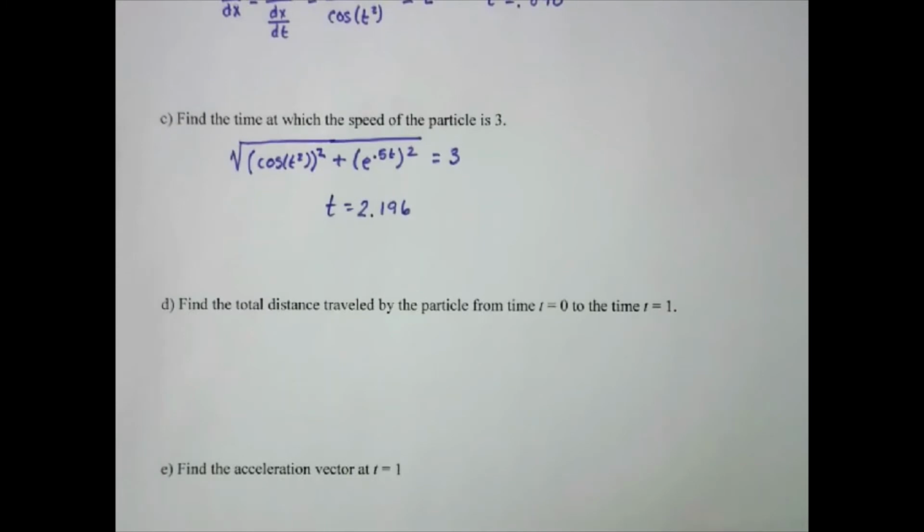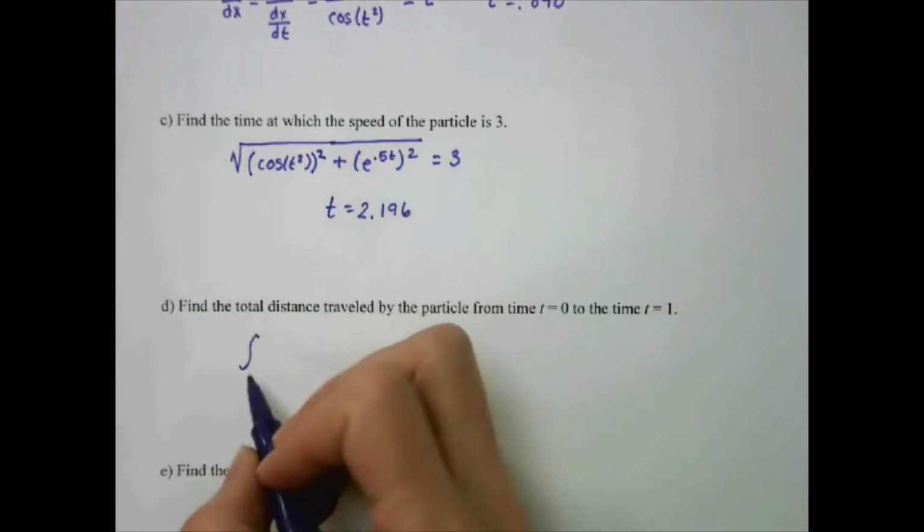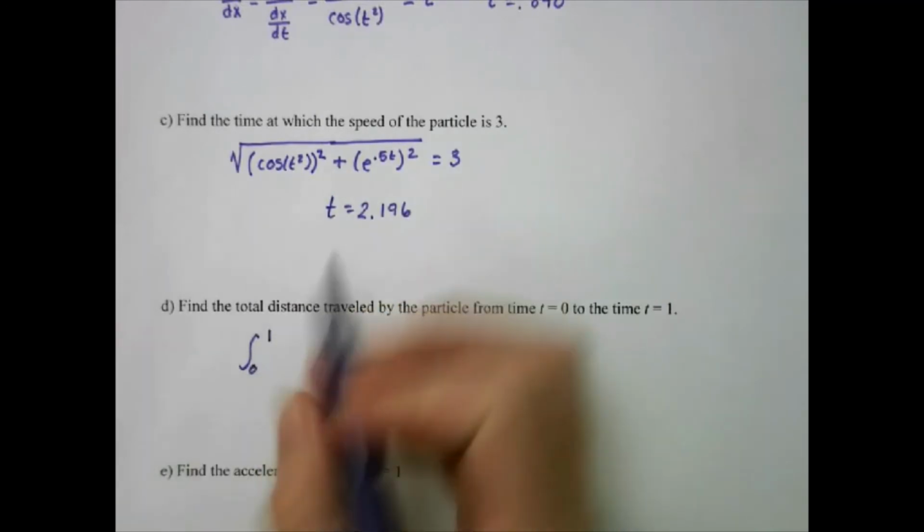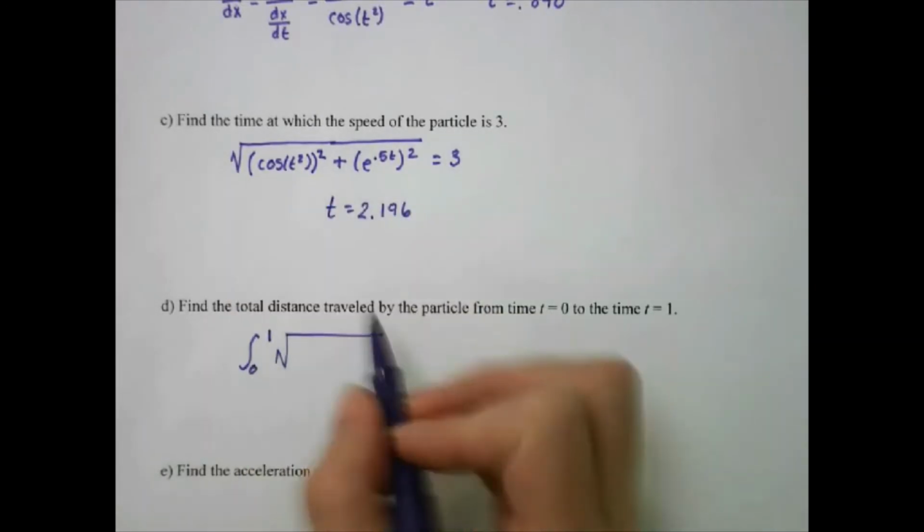Okay, the total distance traveled from t equals 0 to t equals 1 is going to be the integral from 0 to 1 of the speed.